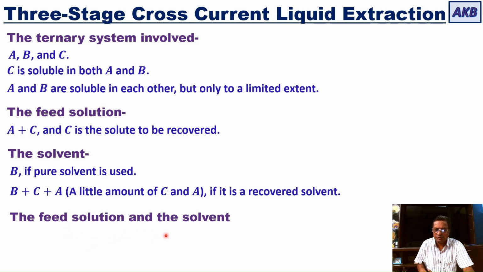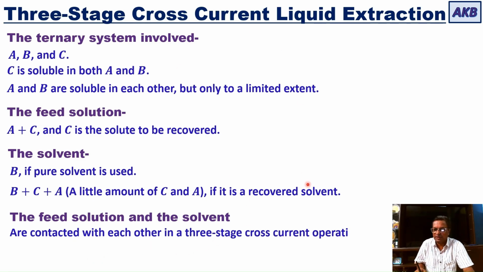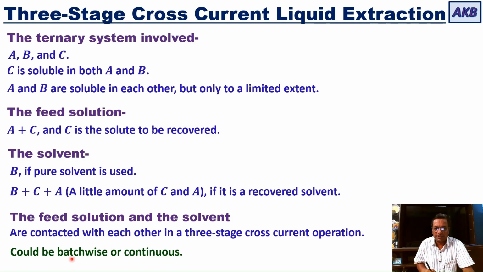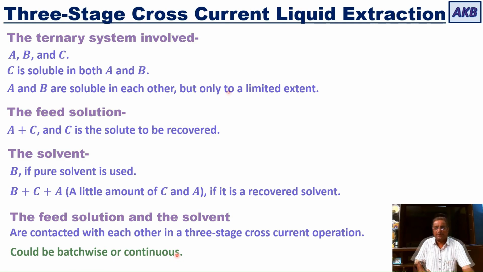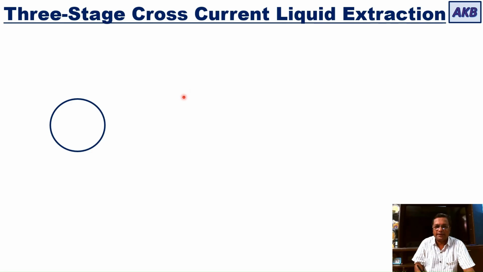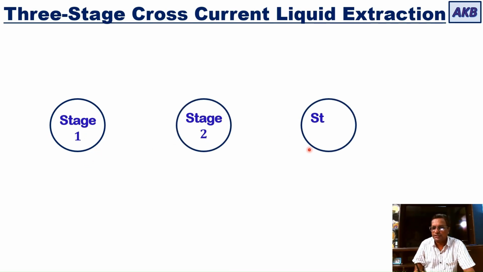The feed solution and the solvent are contacted with each other in a 3-stage cross current liquid extraction operation, and you can carry out this operation either batch wise or in a continuous manner. Okay, now let us look at the schematic diagram. Let the circles represent stages. So this is stage number 1, stage number 2 and stage number 3.